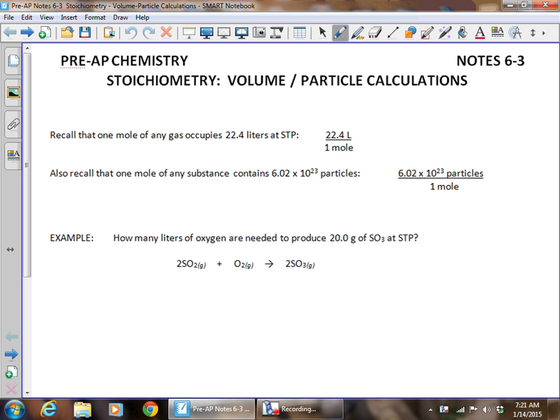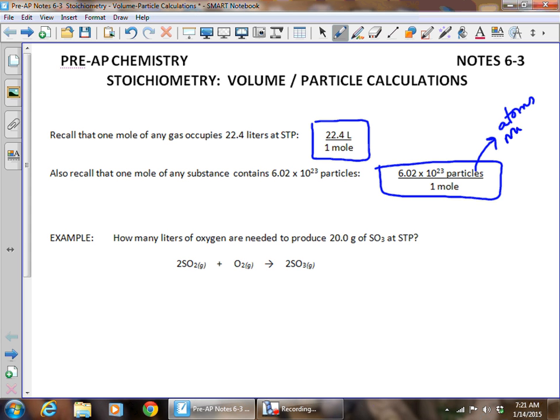We've got the molar volume at STP, which is 22.4 liters of a substance per 1 mole of a substance. And we've got our Avogadro's number conversion factor, the fact that if you've got 1 mole of any substance, you've got 6.02 times 10 to the 23rd particles of that substance. And remember, particles can stand for atoms, molecules, or formula units. So that term can stand for any of those units.